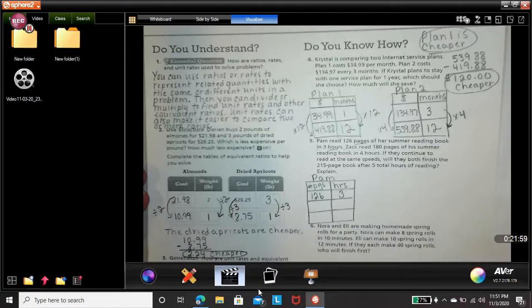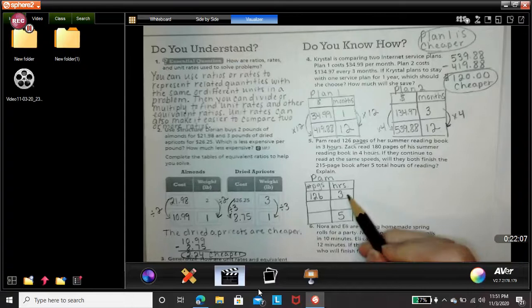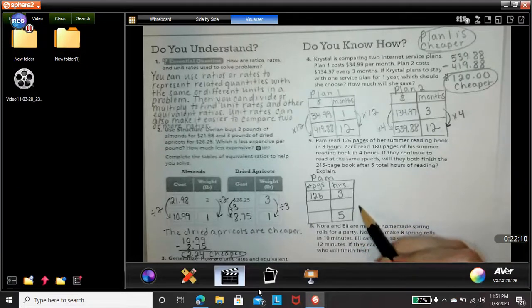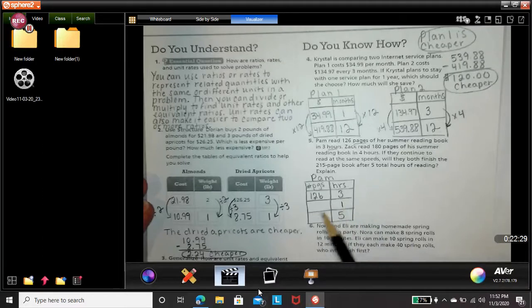Now remember, we want to get to 5 hours to see if she can finish this book in those 5 hours, but remember our rate is a 3, and you can't just go from 3 to 5. You can't multiply 3 by 2 because you get 6. If you multiply by 1.5, you get 4.5. So that doesn't work out so well for us. So what we can do instead is add this extra step where we're finding the unit rate.